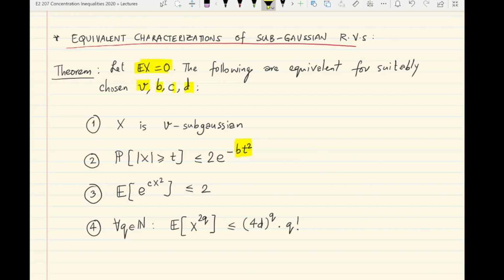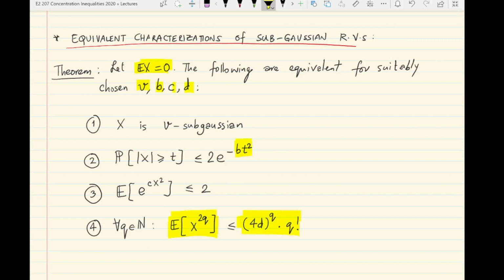Okay, so such a random variable x enjoys finite expected values of its square, constant times square. The fourth property is essentially controlling the rate of growth of the moments of the random variable. So if you take each even moment, which is the expected value of x raised to 2q, then it's basically bounded by the rate of growth of the moments of a Gaussian random variable.